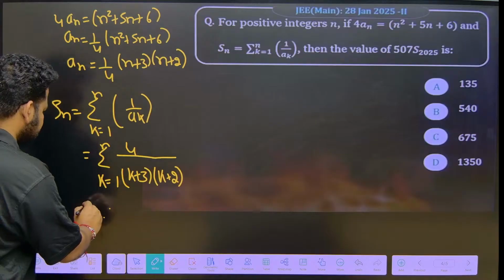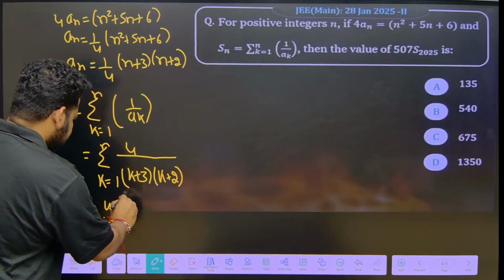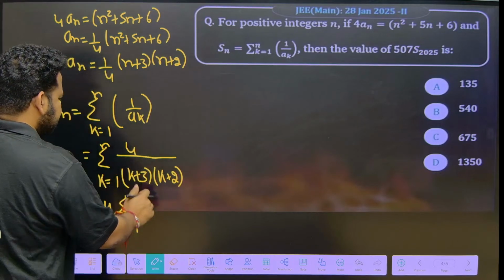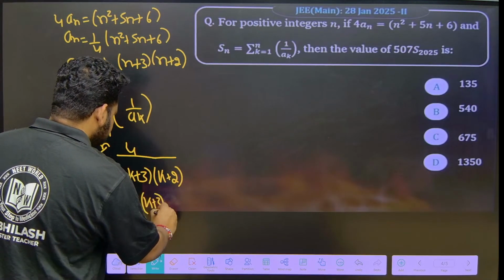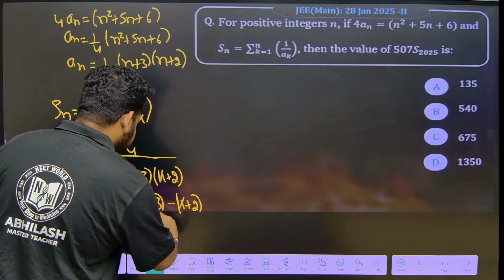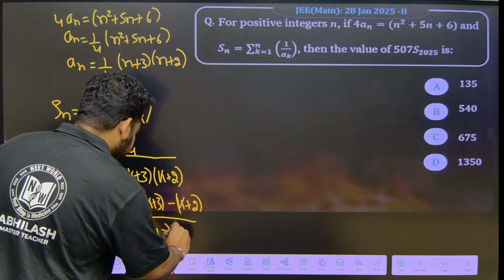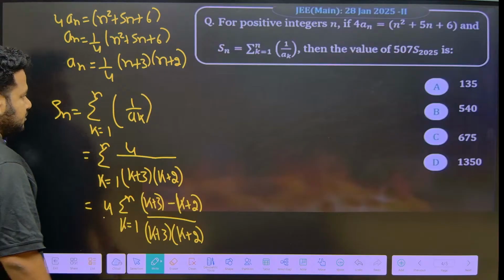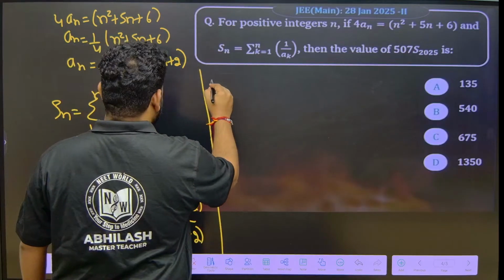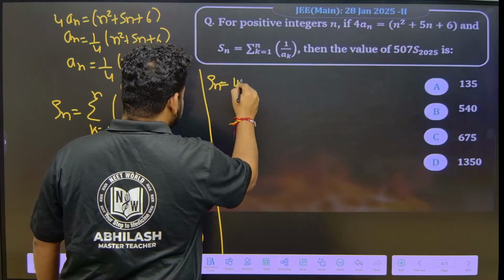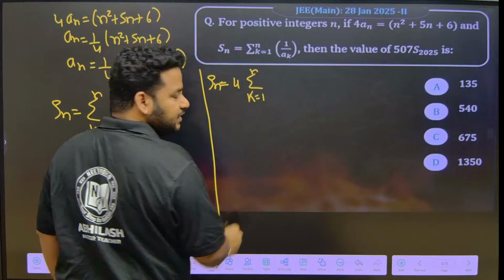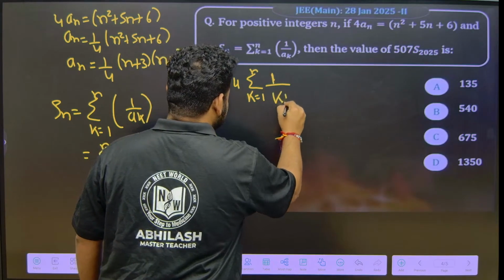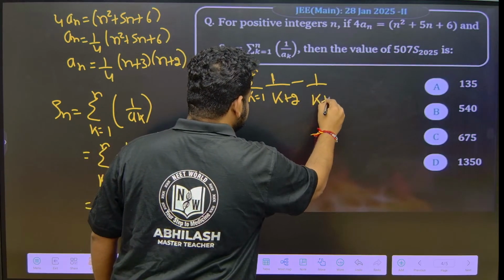Now, what can I do? I will take 4 outside. This will become summation of k running from 1 to n. If I want 1, I can write it as (k plus 3) minus (k plus 2) divided by (k plus 3) into (k plus 2), correct? So 3 minus 2 gives us 1, and the k will get cancelled. Now S_n will be equal to 4 times summation of k running from 1 to n. If I separate and divide it, I will get 1 by (k plus 2) minus 1 by (k plus 3). This is what I have.